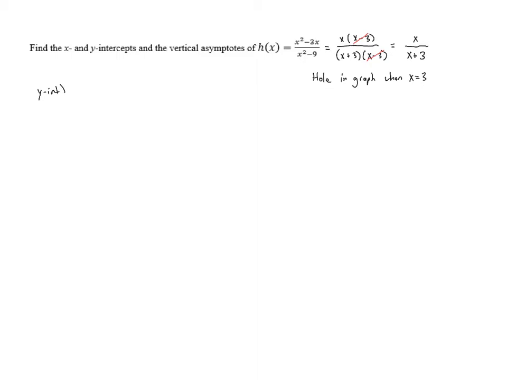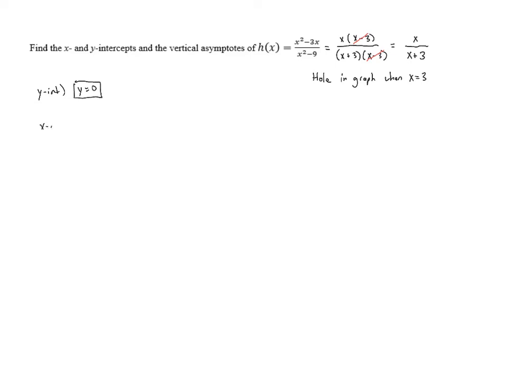For the y-intercept, we need to look at what happens to the function when x is 0. When x is 0, we have 0 over 0 plus 3, which is 0 over 3, which is equal to 0. So the y-intercept is going to be y equals 0.